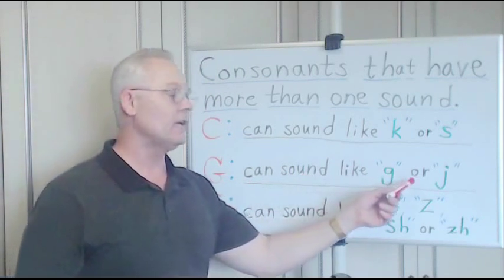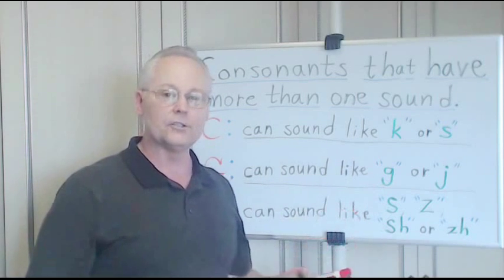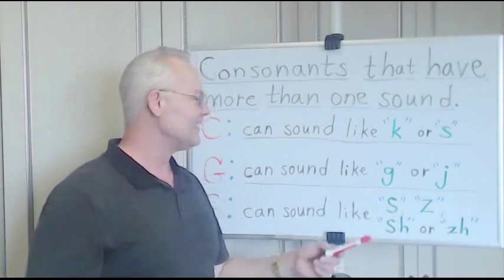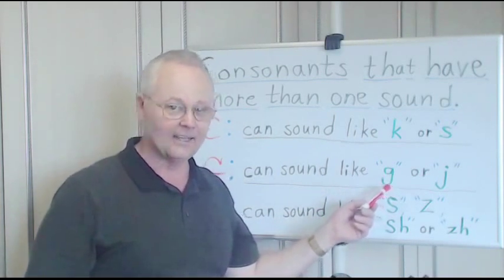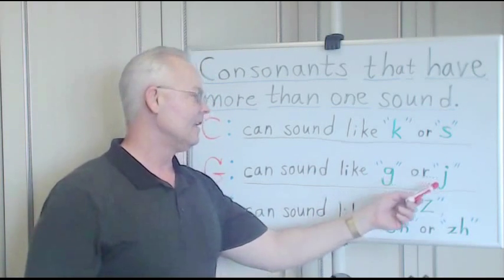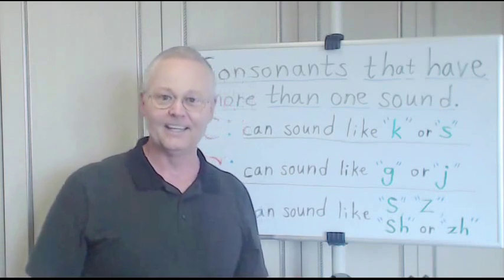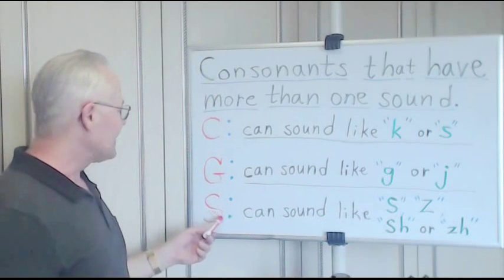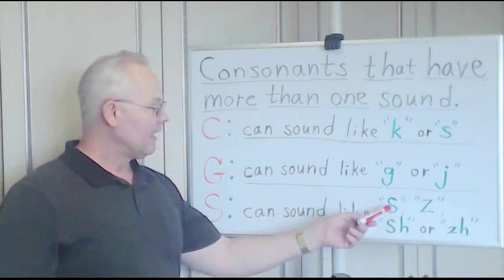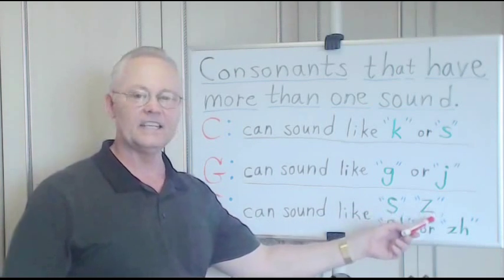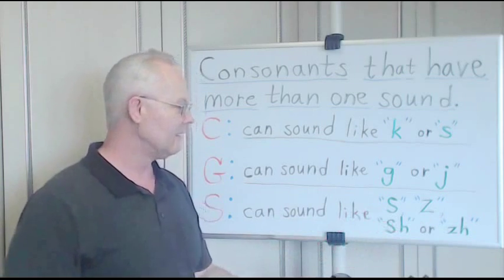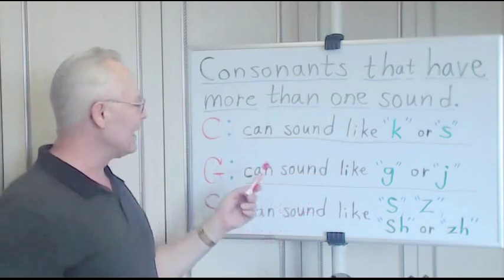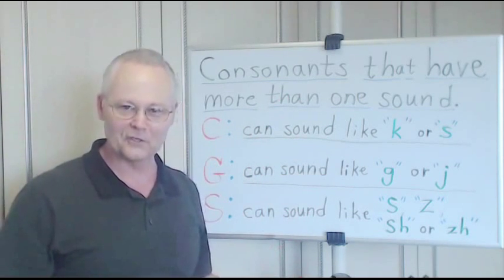G can sound like G or J. G, g. J, ja. So think of the names Gary, G-A-R-Y, and Jerry, J-E-R-R-Y. Ga, ja. S can sound like S, Z, SH, or ZH. Okay? So, what we're going to do is look at each one of these letters with some example words for you. Alright?